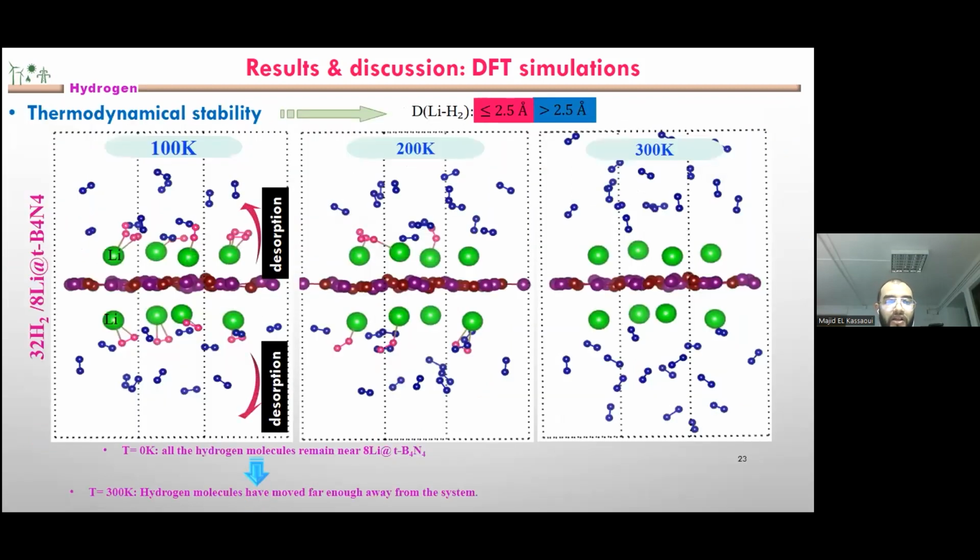And now the thermodynamical stability, using ab initio molecular dynamics. We first start the AIMD simulation at 100 Kelvin, which shows that all the hydrogen molecules remain around this element and surface. Once the temperature rises, the maximum number of hydrogen molecules move far enough away from the substrate and this element.